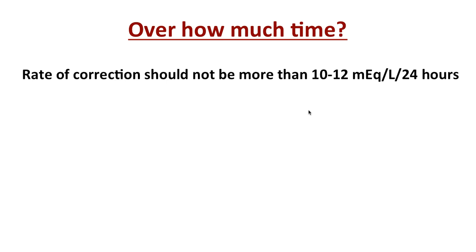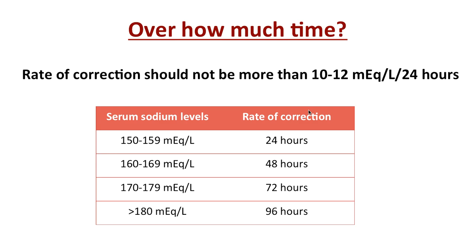The last question is over how much time we should give. So friends, in hypernatremic dehydration, correction is always slow. The rate of sodium fall should never be more than 10 to 12 milliequivalents per liter in 24 hours. So if you have a sodium ranging between 150 to 159, you can correct it over 24 hours. But if you have sodium levels of 160 to 169 milliequivalent per liter, then you need to correct it over 48 hours. Sodium levels ranging from 170 to 179 need to be corrected over 72 hours, and sodium levels of more than 180 need to be corrected over 96 hours, and so on.